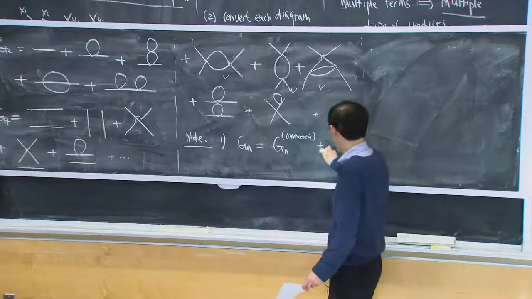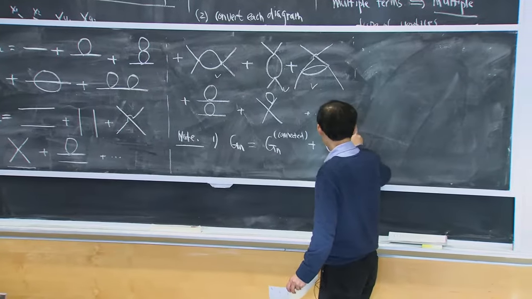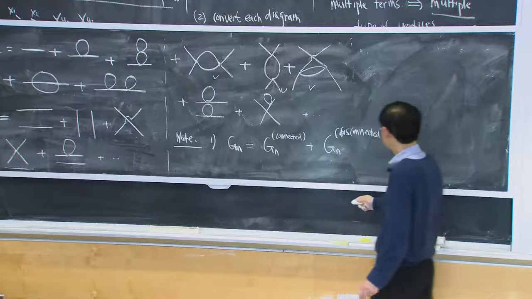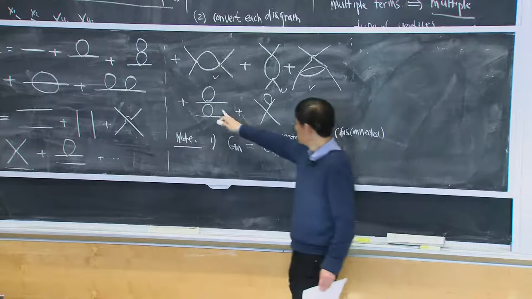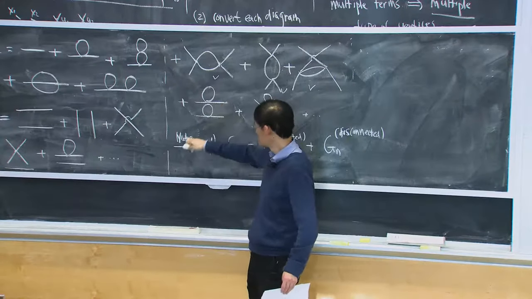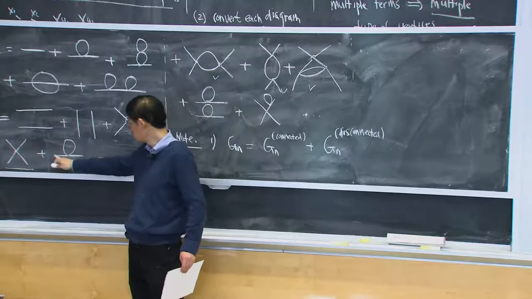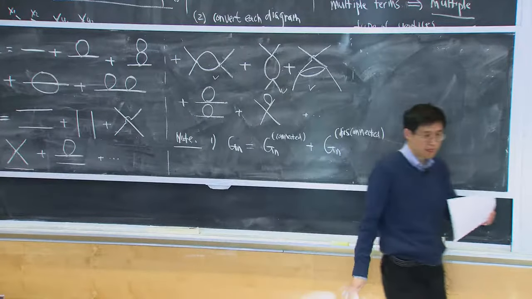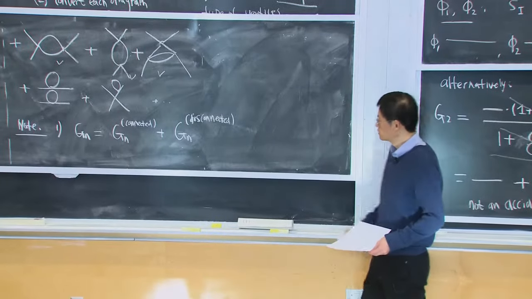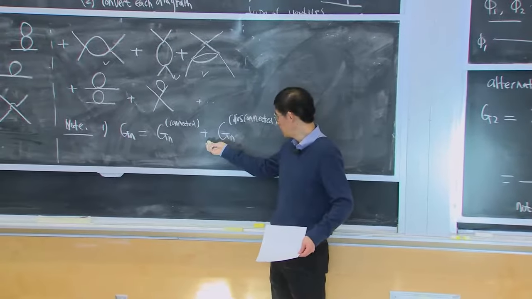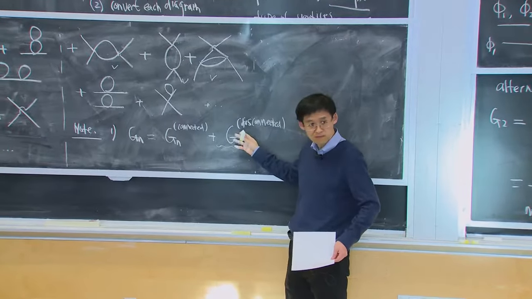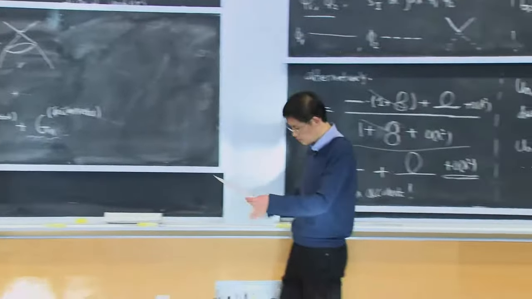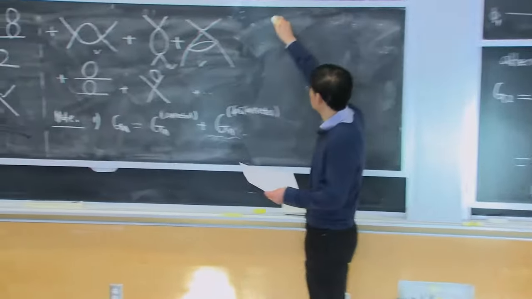And you can also have disconnected diagrams. Disconnected diagrams correspond to diagrams where your external legs are separated into subdiagrams. They belong to a product of subdiagrams. And later we will argue that this is actually not interesting. Only connected diagrams are interesting. But for the moment, let's just define them.